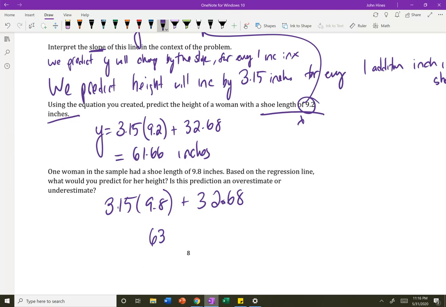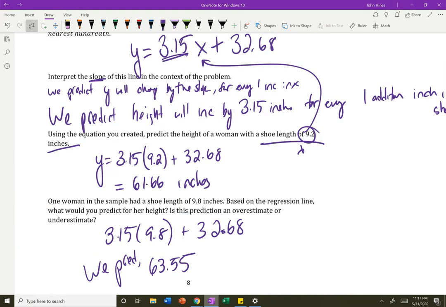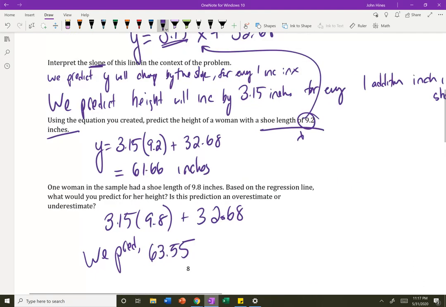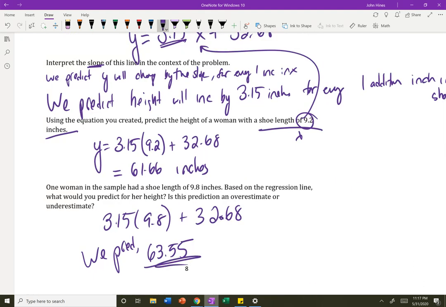63.55. I'm just making a prediction here. We predict her height will be 63.55. Is that really her height, though? No, she's really 66 inches tall. But I only predicted she would be 63.5 inches tall. So I had an underestimate here.